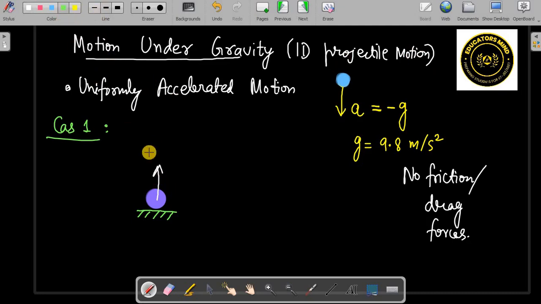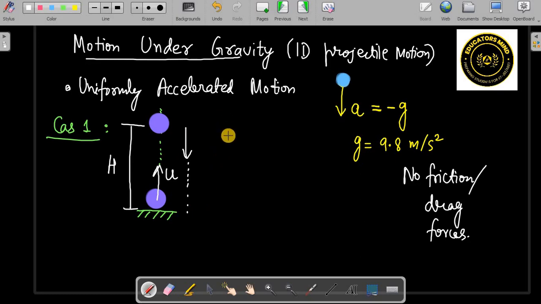So you are throwing it like this. First of all it will go up and then the body will stop at some point, say here. After that it will return back to the ground. So the question is, what will be the maximum height it will reach, given that you are projecting with a speed u? What is the maximum height?